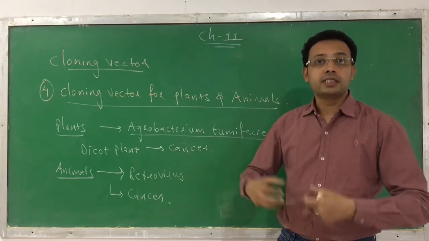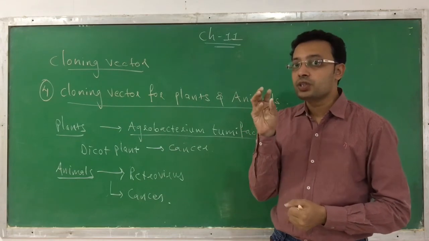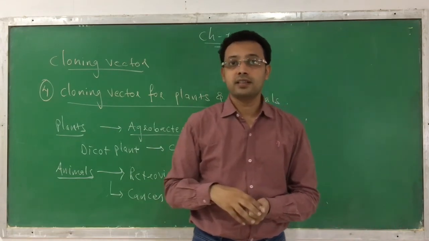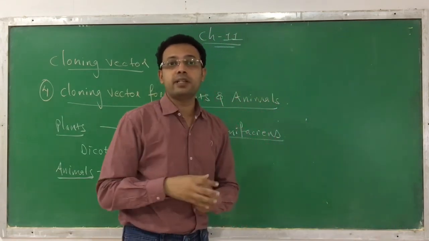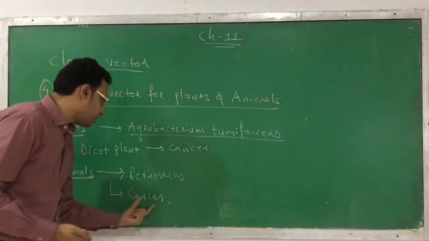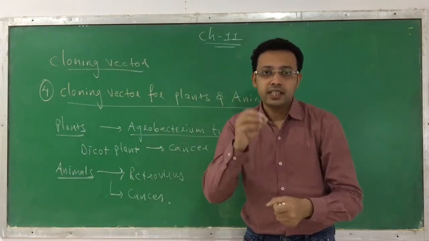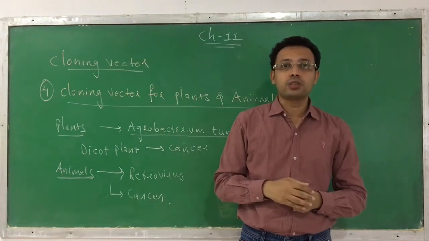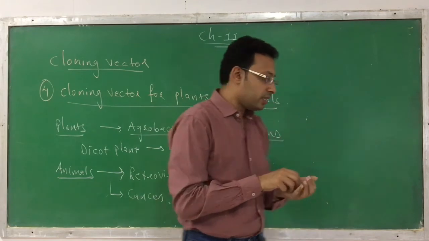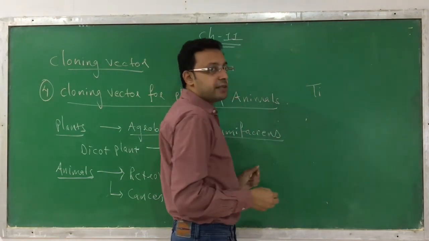We have done something good. We have learned it from the virus and we have introduced a good thing into a bacterium. It means we have introduced the recombinant DNA into a cell and we have removed the property which is causing the disease, cancer. The bad property has been removed and the good property we have introduced. So these are acting as a cloning vector in plants and animals.